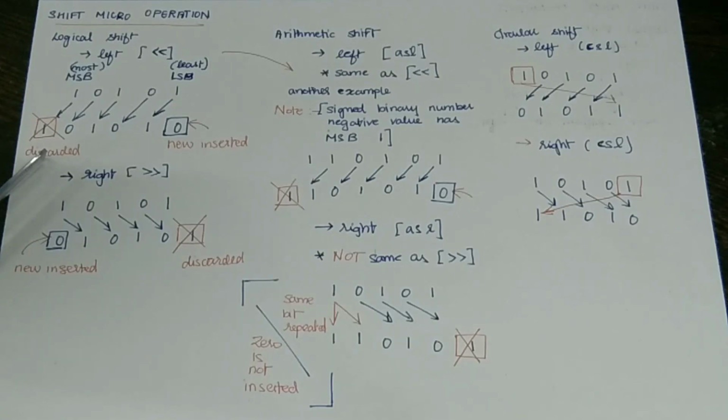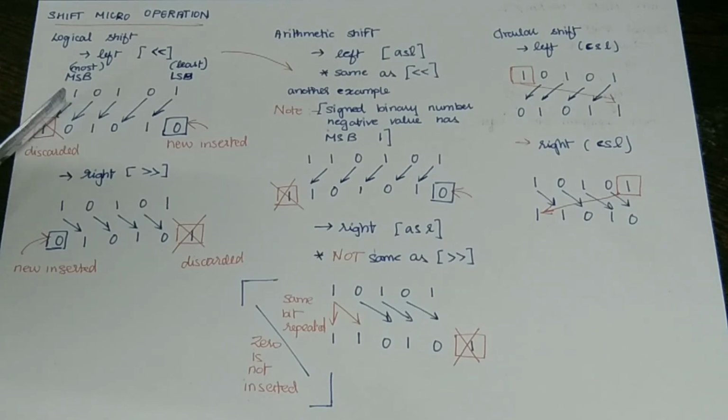Now let us understand shift micro operation. Under shift micro operation, there are 3 types: logical shift, arithmetic shift and circular shift. Now let us understand logical shift left. The binary bits in a register consist of two common bits, MSB and LSB. MSB is known as the most significant bit and LSB is known as least significant bit.